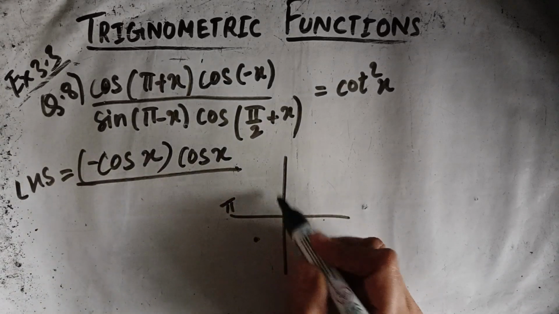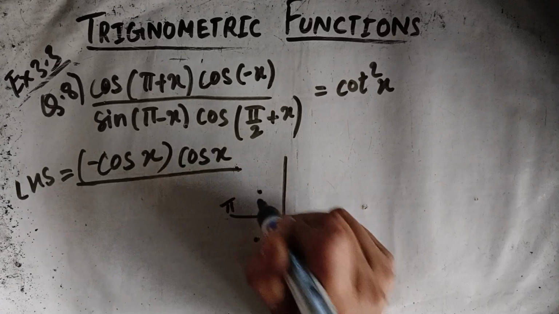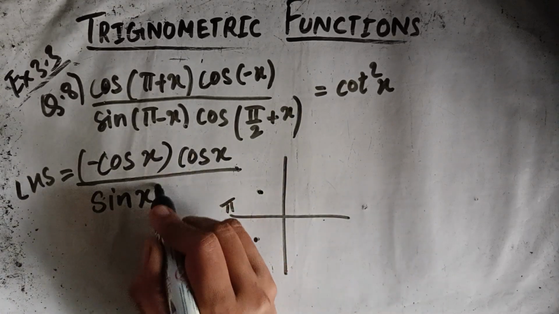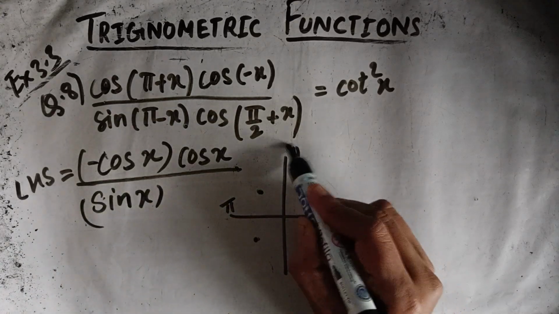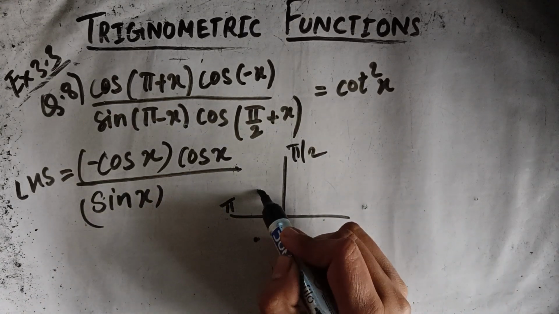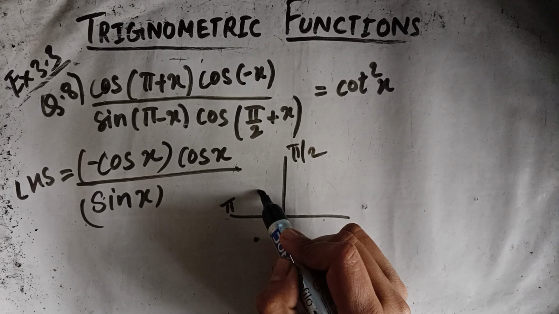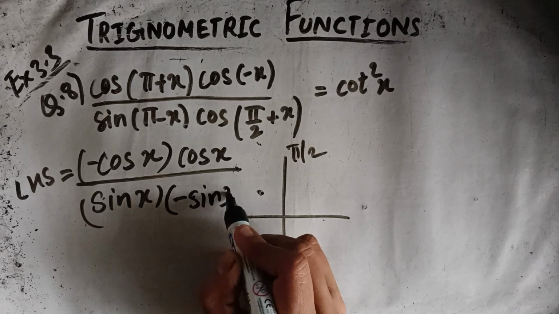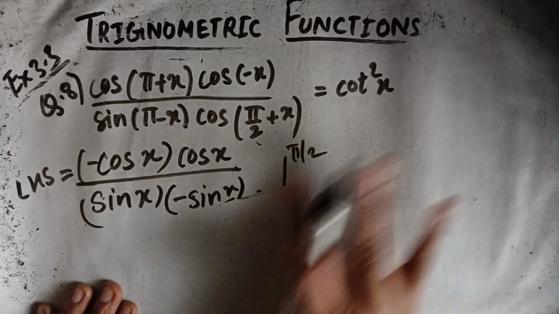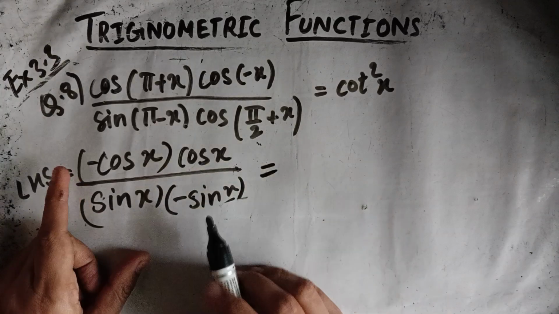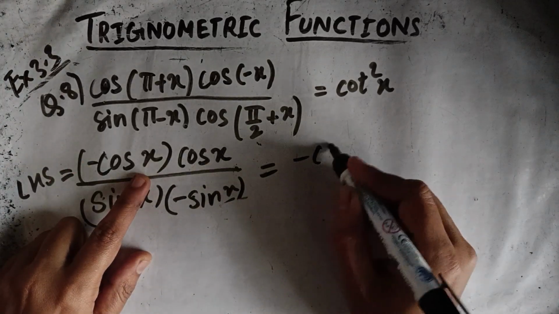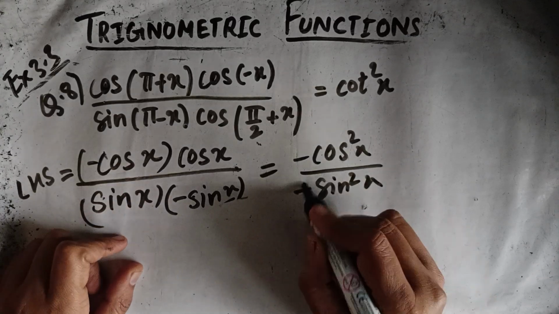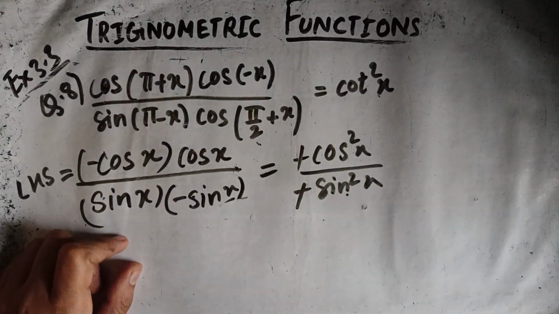Sin(pi minus x). Pi minus x is in the second quadrant. Second quadrant sine is positive and no transformation. Cos(pi by 2 plus x), again in the second quadrant. Cos is negative here and the transformation is there, so sine. So cos x into cos x, cos square x upon sine square x. So cos upon sine is cot. Okay.